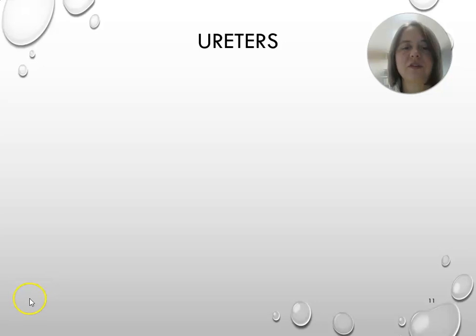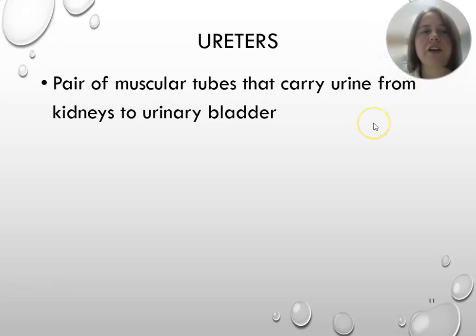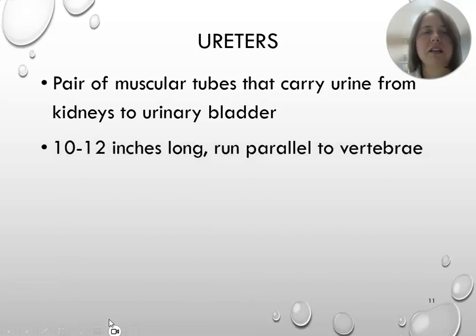All right, moving down from the kidneys, we have the ureters. And the ureters are a pair of muscular tubes that carry urine from the kidneys to the urinary bladder. So they are made out of muscle. They're smooth muscle. And they are generally 10 to 12 inches long, and they run parallel to the vertebra.